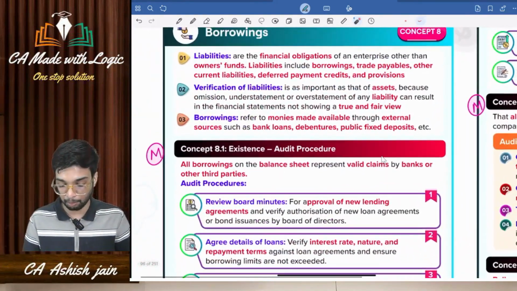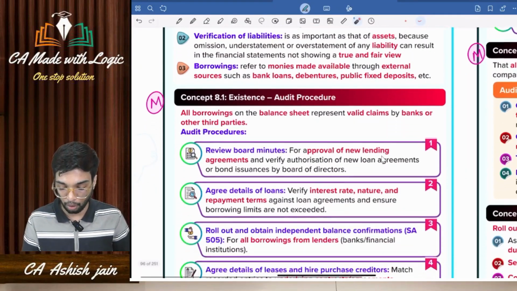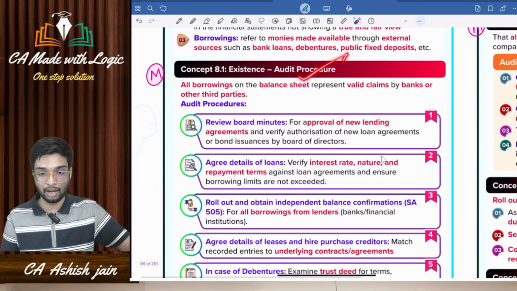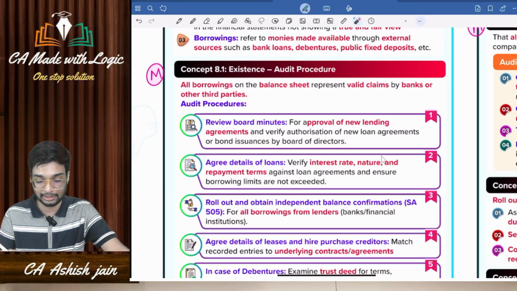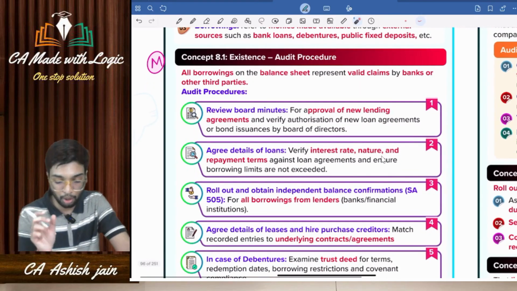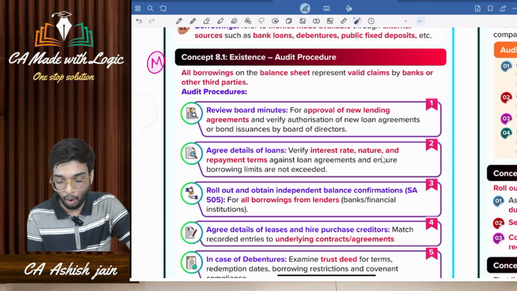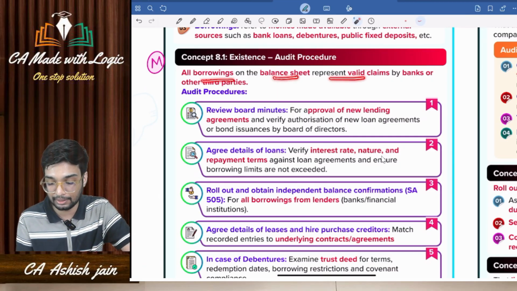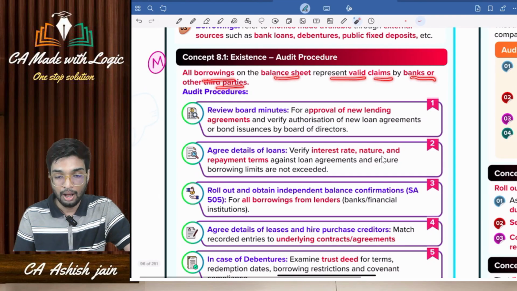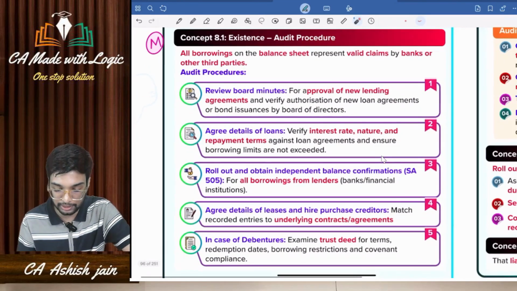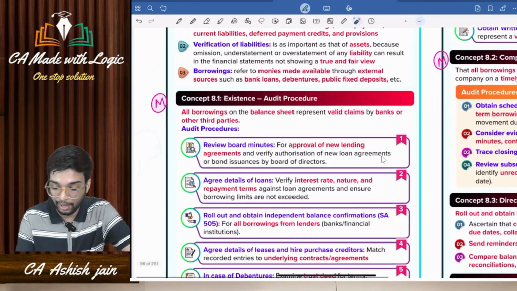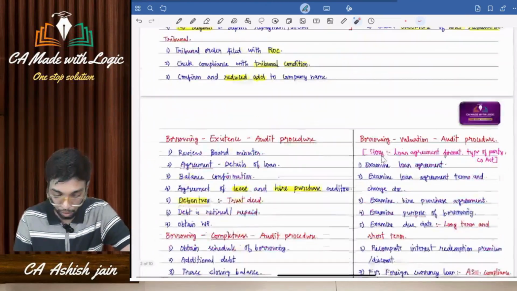Then comes the borrowing-related point. Borrowing is nothing but existence audit procedure. What is meant by existence is that all borrowings on the balance sheet date represent a valid claim by a bank or another third party. So what is the audit procedure? Nothing to worry, I have created handwritten notes for that also.